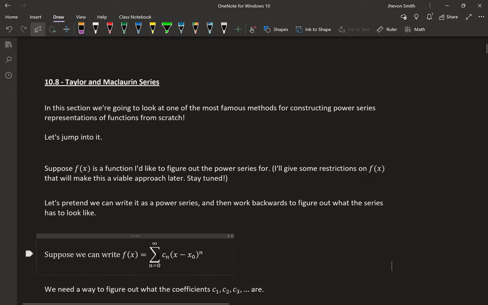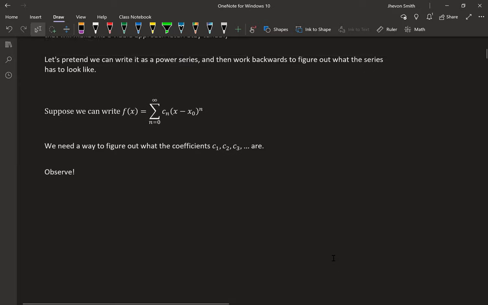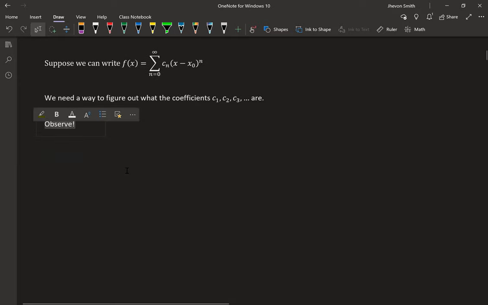So here I set f of x equal to this power series, which means the x minus x naught is just going to be a part of it. That's what gives it its polynomial behavior. What I need to figure out is the cn's. What are the coefficients of the infinite polynomial that will represent this function? That's what we're going to figure out. So here, observe, grasshoppers. Here's how we're going to do it.